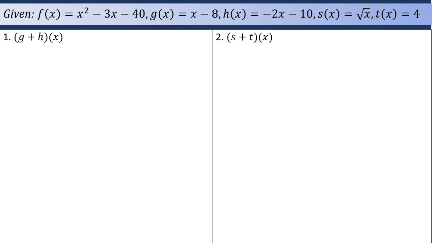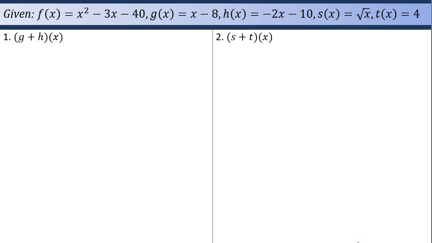Para sa buong video na to, mayroon tayong given na 5 functions. They are f, g, h, s, and t. F of x equals x squared minus 3x minus 40, g of x equals x minus 8, h of x equals negative 2x minus 10, s of x equals square root of x, and t of x equals 4.